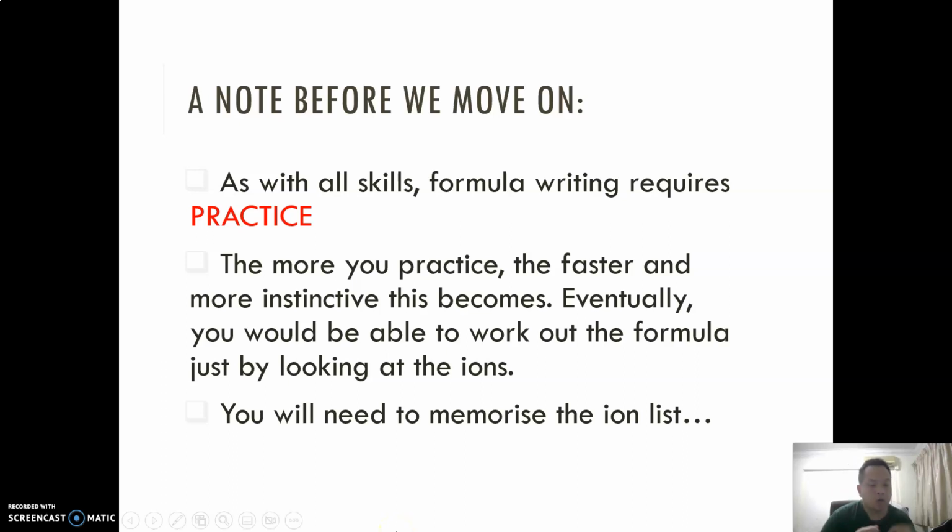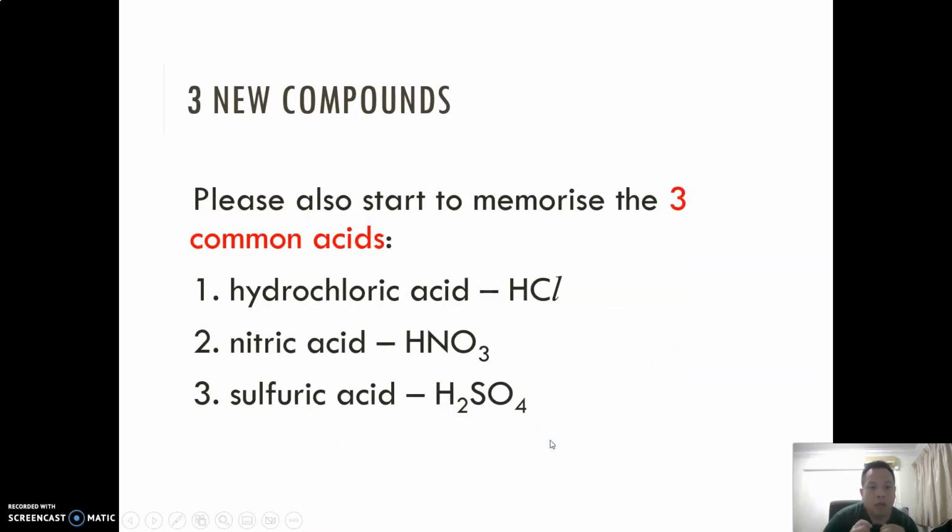And it goes without saying, you must be able to memorize the ion list eventually. Okay, and since we are here, might as well, I'm going to introduce the 3 common acids to you. You have actually learned this in set 2, but you didn't learn the chemical formula. So you're going to notice that all the acids contain hydrogen. Hydrochloric acid, HCl, nitric acid, HNO3, sulfuric acid, H2SO4.